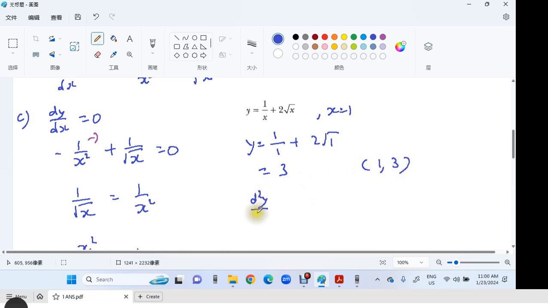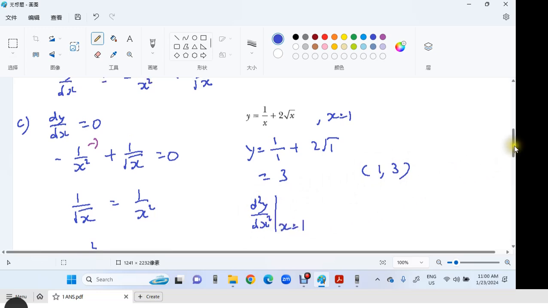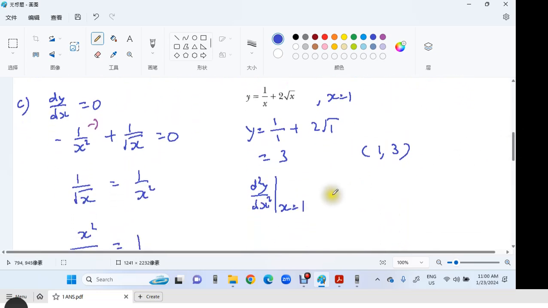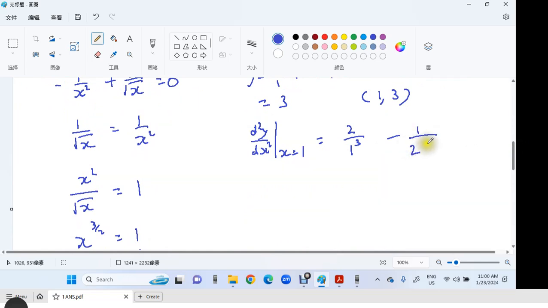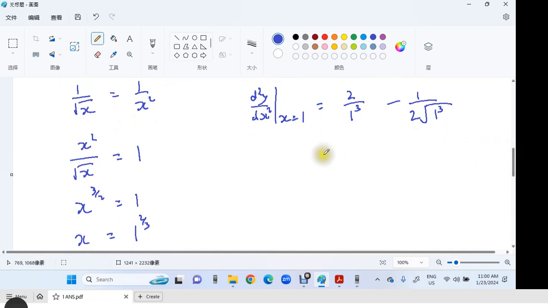Then the second derivative value when x equals 1 will be 2/1³ minus 1/(2√1³). So it will be 2 minus half, which is 3/2, greater than 0. It is a minimum. So (1, 3) is the minimum point.